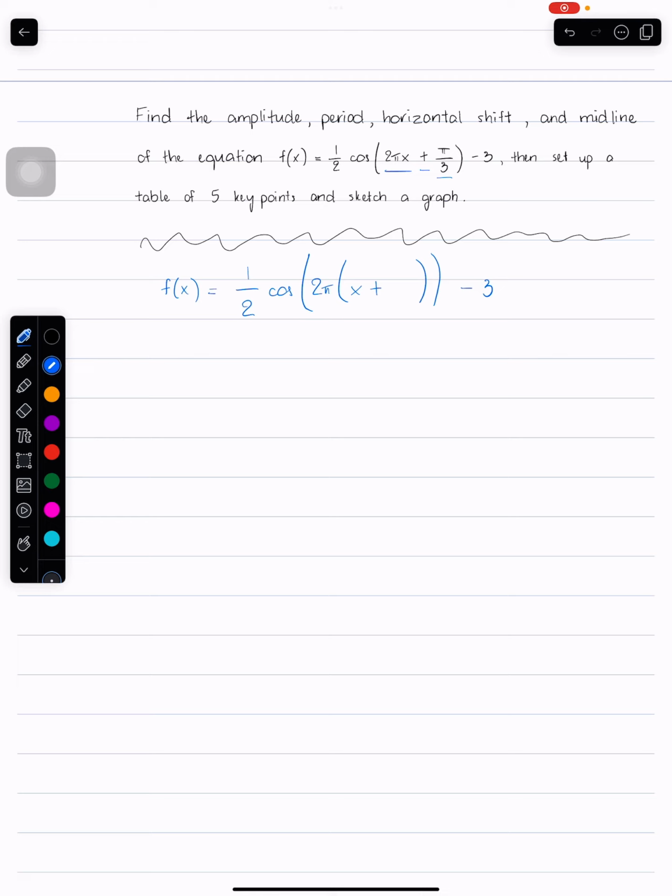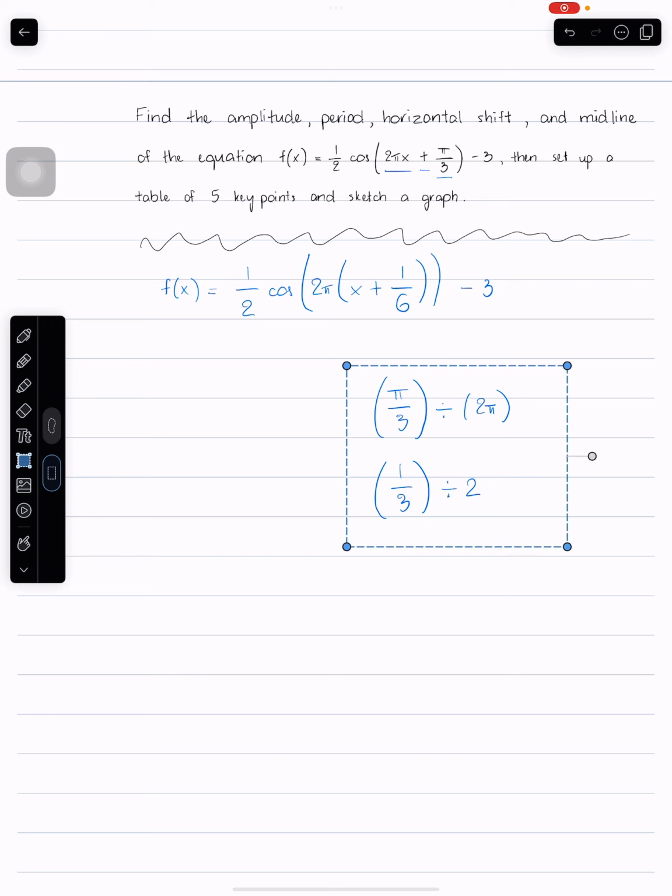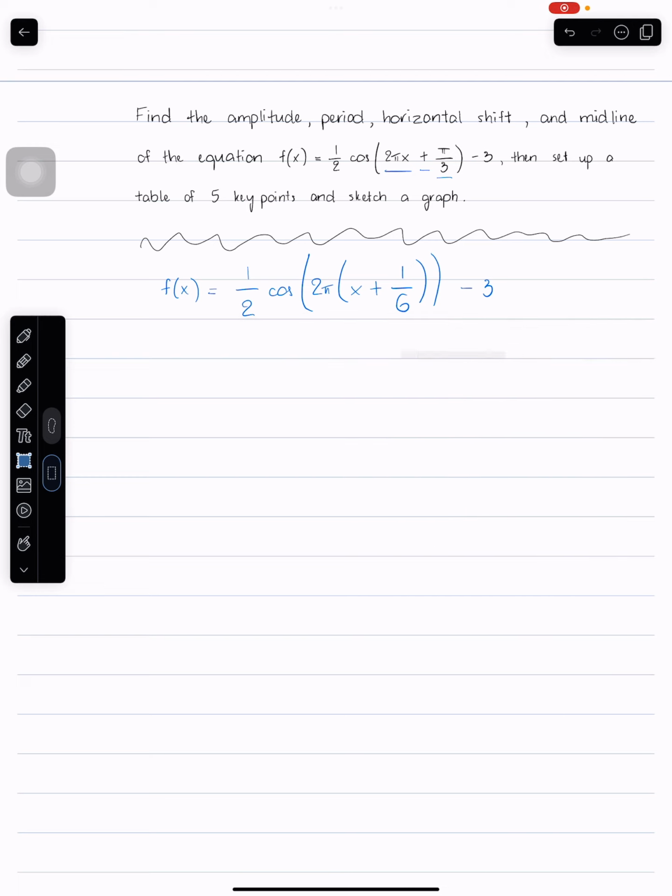If you're good at math, you can do pi over 3 divided by 2 pi. If you don't want to do it by hand, you have the option of putting it into the calculator. You can do pi over 3 in parentheses divided by 2 pi in parentheses. And if your calculator doesn't take the input of pi, you can also do 1 over 3 in parentheses divided by 2. And hopefully we end up having the same answer as 1 over 6 in here. Okay? So this is the syntax of what you're going to put into the calculator to get 1 over 6.